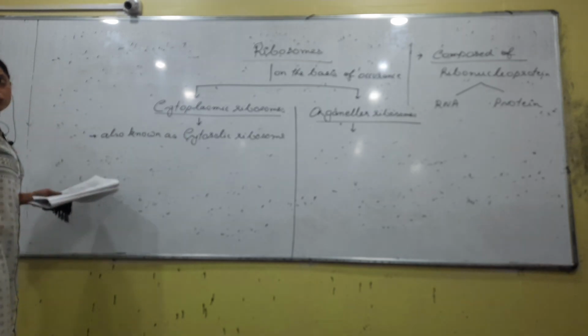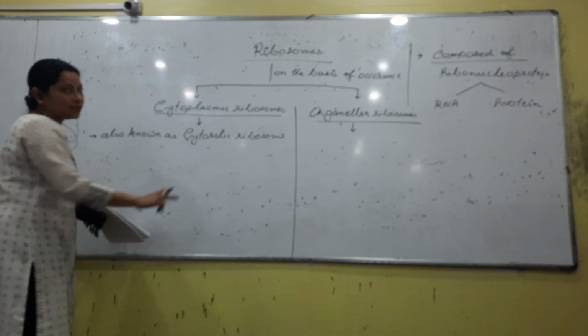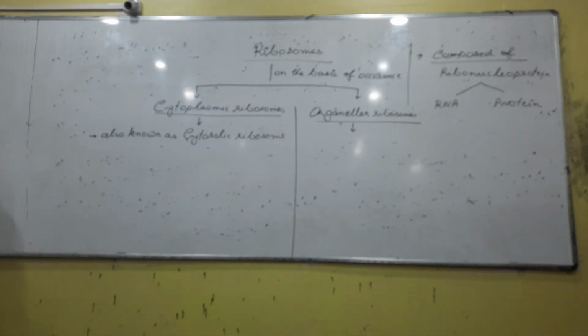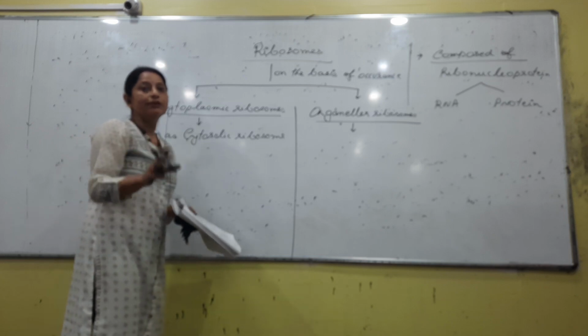Remember the word cytosol. What is cytosol? Cytoplasm, protoplast, we have given the chart. So cytosol is that liquid content when we separate out the organelles. That whole liquid content we call cytosol.